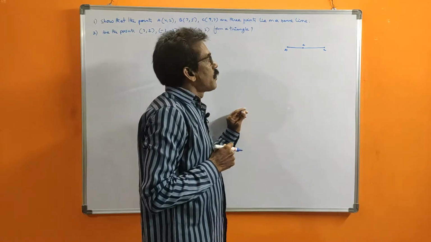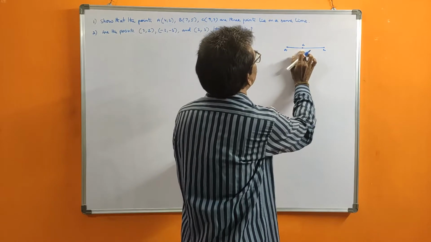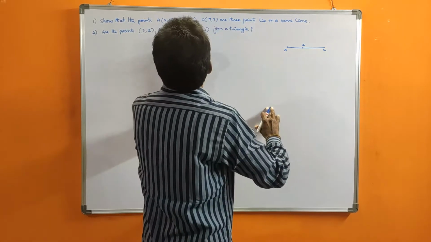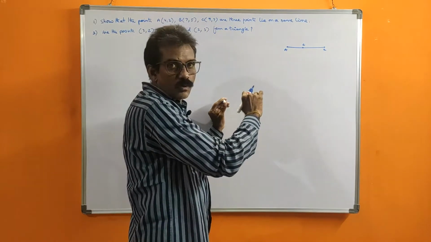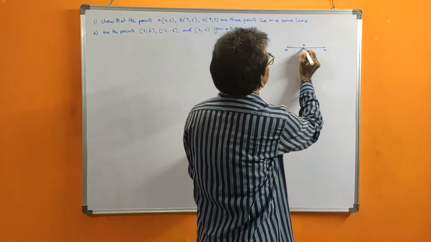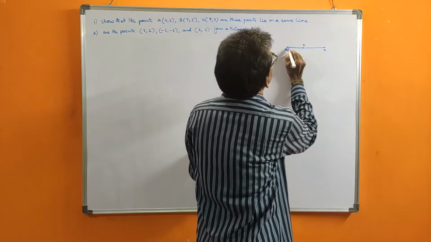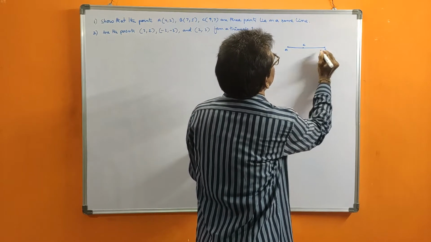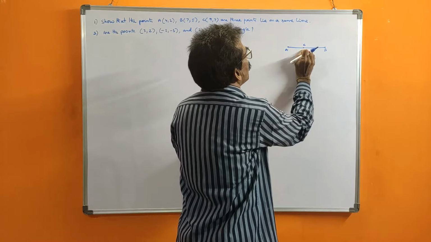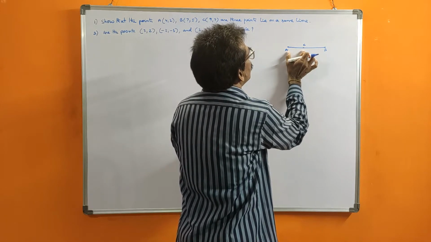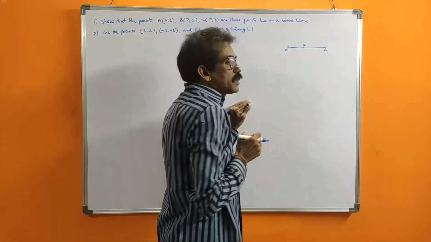For this, what is the condition? Suppose C is in the middle. We don't know which one is the center; the points' positions we don't know. So suppose C is there. If it is on the line, then AC plus CB must be equal to AB, because if C is on the line, these two lengths together equal the total length AB.